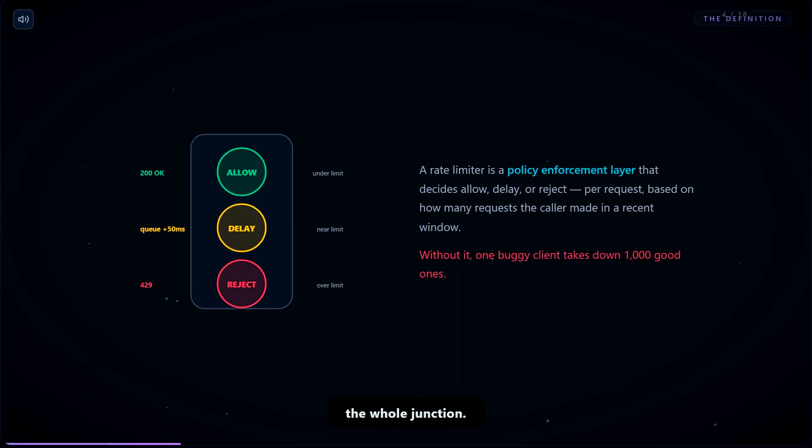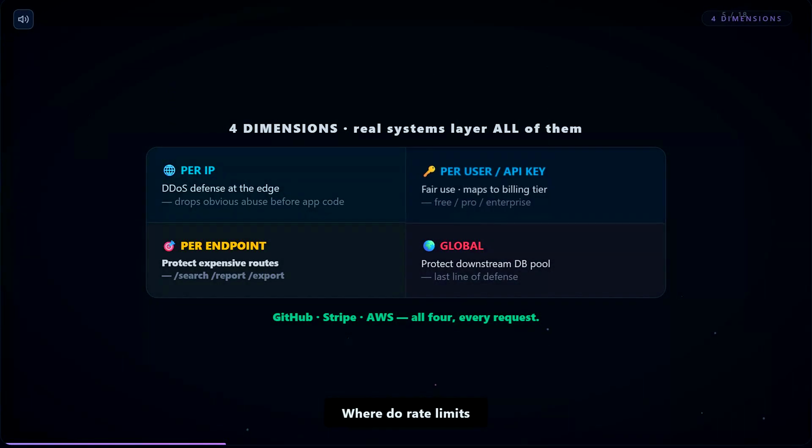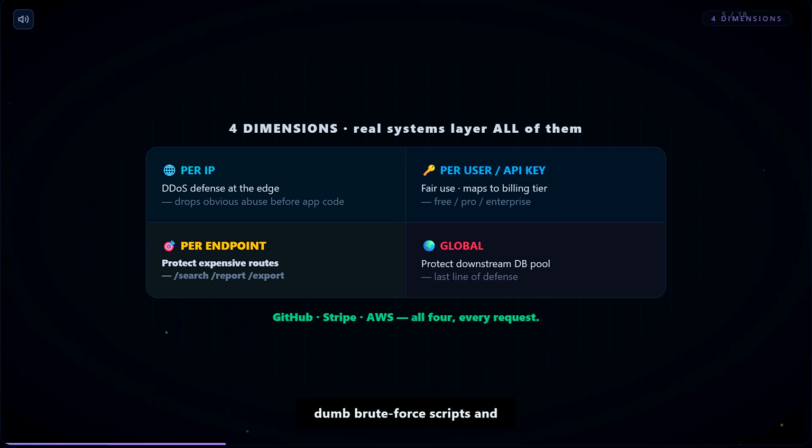Where do rate limits actually apply? Four common dimensions, and a good system has all of them layered. 1. Per IP address. Stops dumb brute force scripts and basic denial of service at the edge. 2. Per API key or per user. The contract level. This is what your billing tier maps to: free, pro, enterprise. 3. Per endpoint. Login is 100 per hour, search is 1,000 per minute, payments is 50 per minute. 4. A global limit. The total firehose your service can handle without falling over.